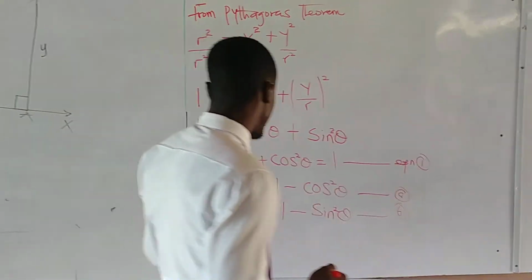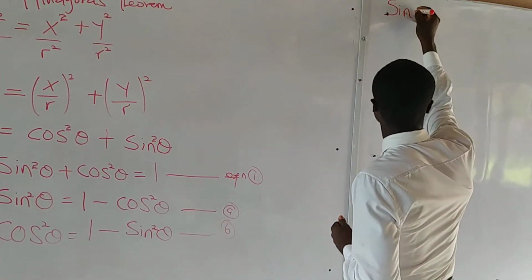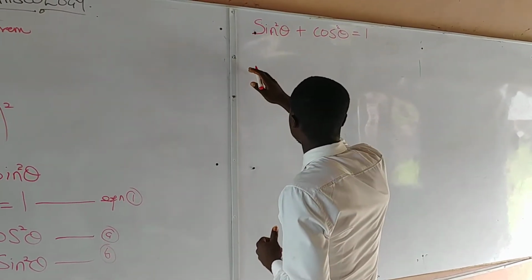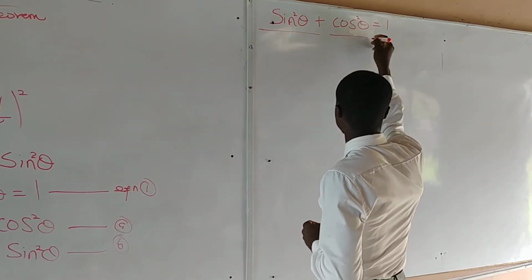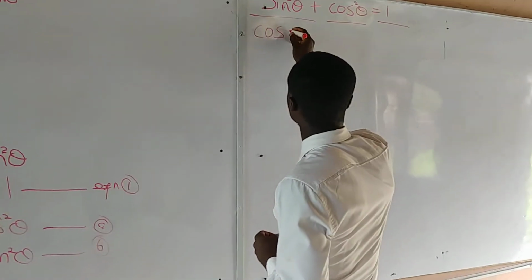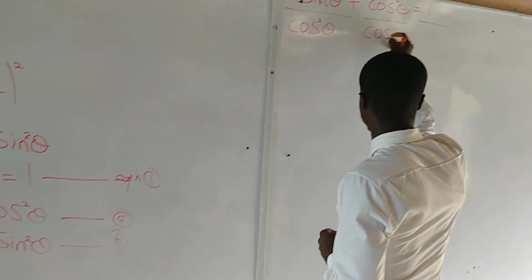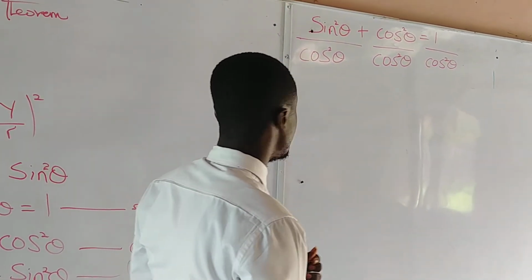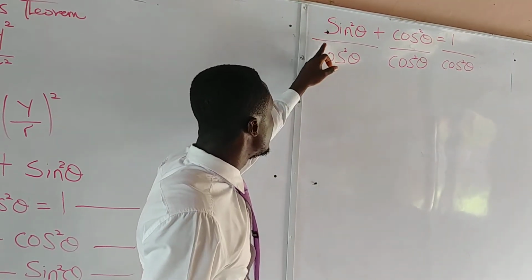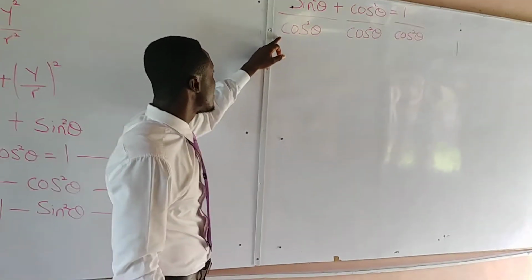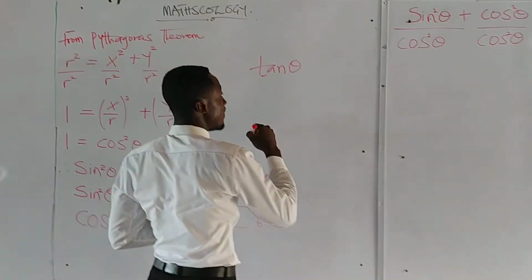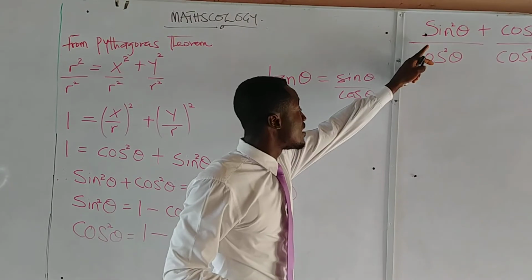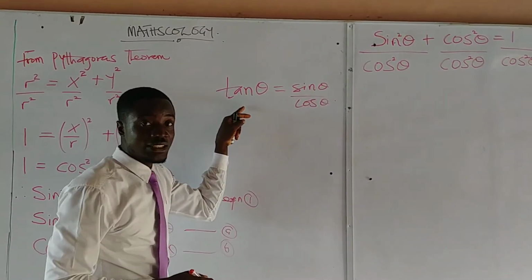So take note. Okay. From the first equation, sine theta squared plus cos theta squared is equal to 1. Now, let's divide through by cos theta squared. In our previous lesson, we learned that in trig, sine theta on cos theta is the same as tan theta. So tan theta is equal to sine theta on cos theta. So now sine theta squared on cos theta squared, you can just substitute tan theta squared into it.